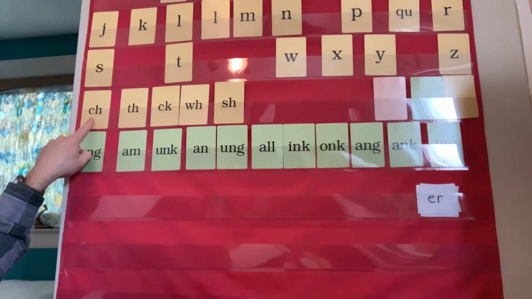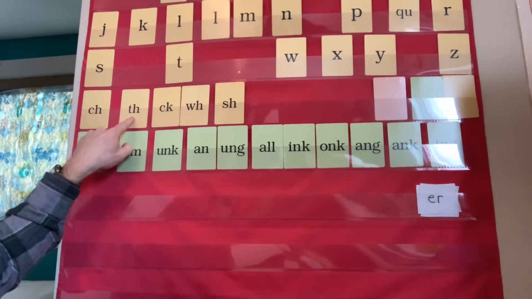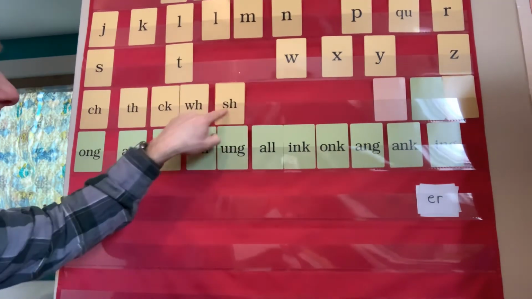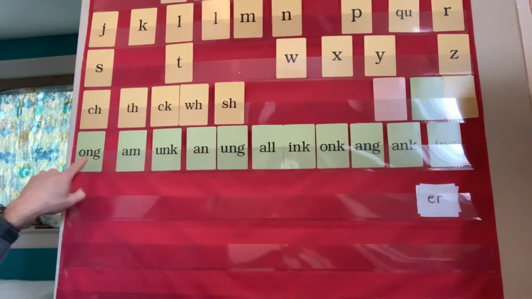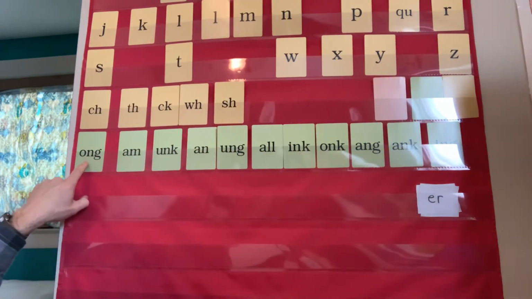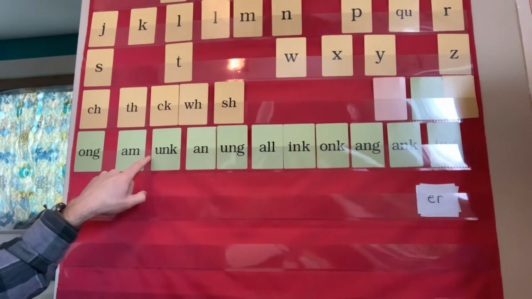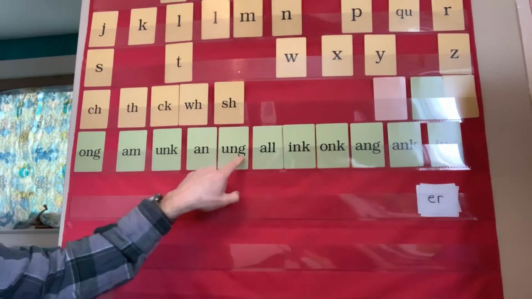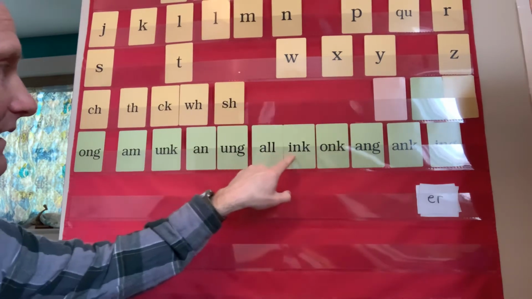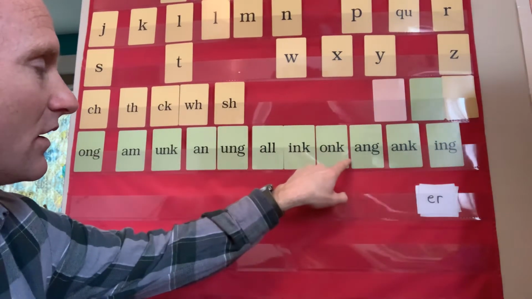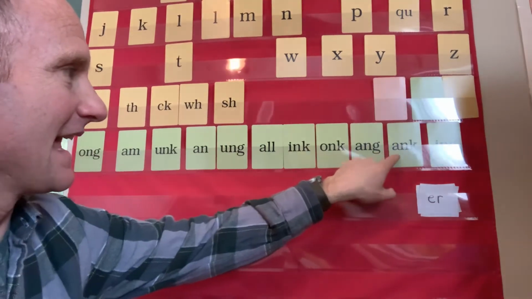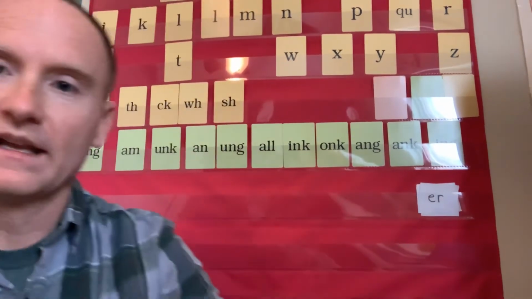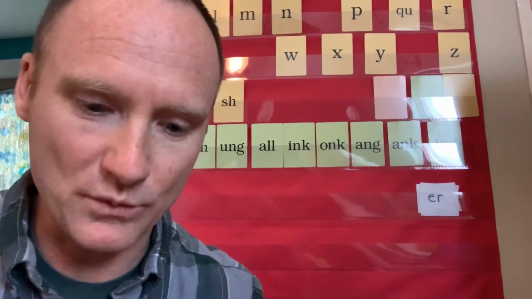CH, what sound? Ch. TH, th. CK, k. WH, w. SH, sh. Let's do our glued sounds, just the sounds. Ready? Ong, am. See if you can do it faster than me. Unk, an, ung, all, ink, onk, ang, ank, ing. Very good. Okay, let's review some trick words and then we'll be done with our warm-up.